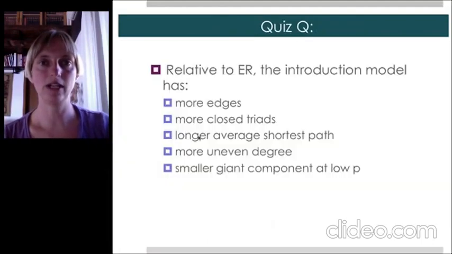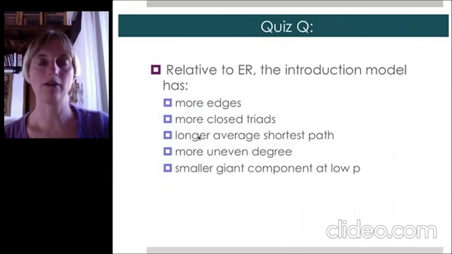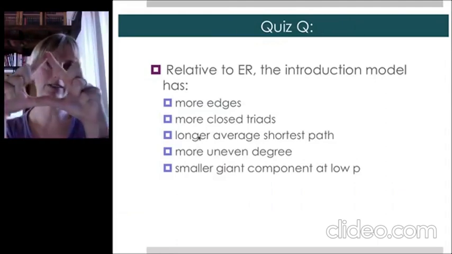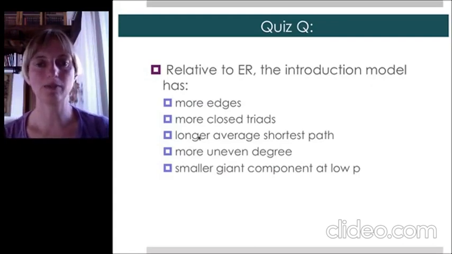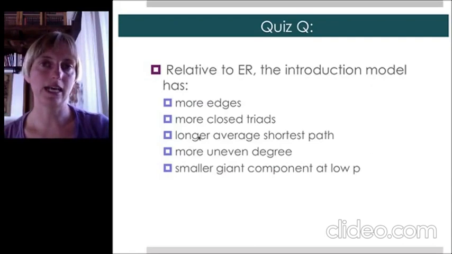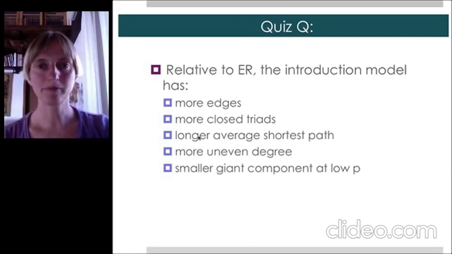This is our model. We want to know, relative to the Erdős-Rényi random graph, whether there's a difference in the number of edges, in the number of closed triads, that's these guys, where all 3 people link to each other, the average shortest path, the degree distribution, and the size of the giant component.